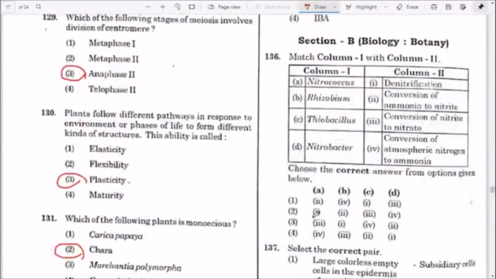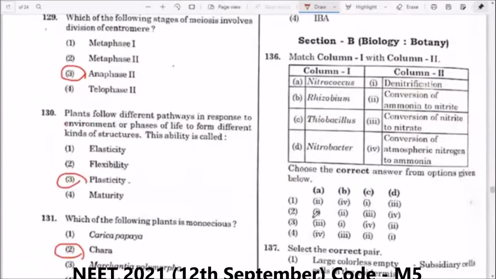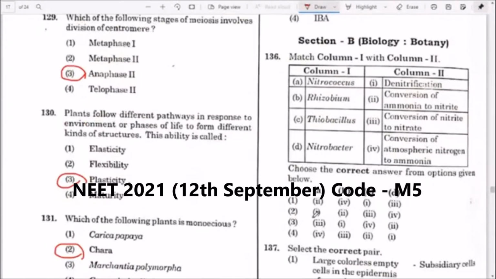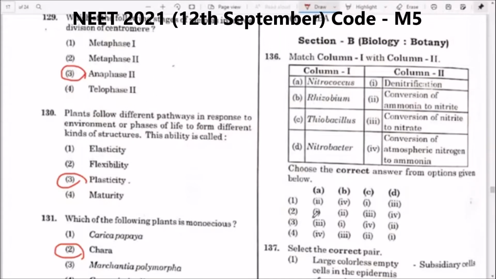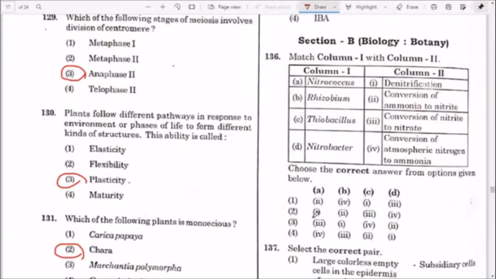Next, section B, biology botany. Match column 1 with column 2. Nitrosococcus, Rhizobium, Thiobacillus, Nitrobacter. Denitrification, conversion of ammonia to nitrite, conversion of nitrite to nitrate, conversion of atmospheric nitrogen to ammonia. Choose the correct answer from options given below. It is 1, where Nitrosococcus is 2, that is conversion of ammonia to nitrite. Rhizobium is conversion of atmospheric nitrogen to ammonia. Thiobacillus is going to denitrification, and Nitrobacter is conversion of nitrite to nitrate.